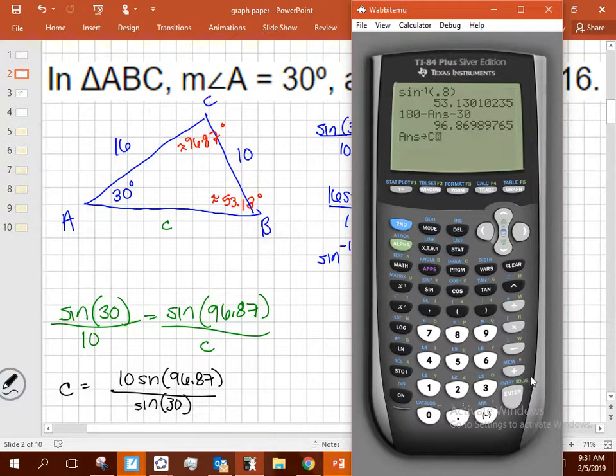It doesn't matter. You could use X if you want to. But I store it. So now every time my calculator sees C typed in, it's going to spit back 96.87 in that spot, right? So let's use a substitution technique.